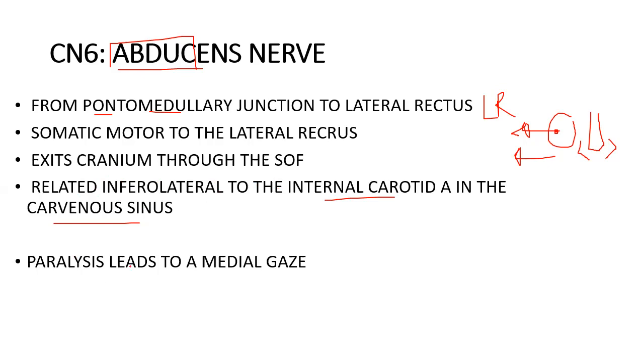So paralysis of this will obviously lead to your eye looking medial, and that's called medial gaze. So we have medial gaze. Your eye, when you try to look straight, it will turn medial. So that's the medial strabismus, right?